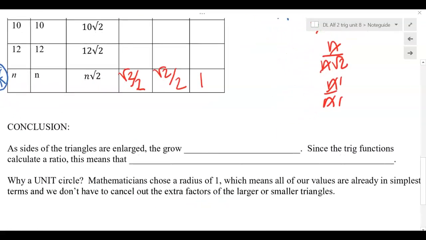So when we look at this conclusion statement down at the bottom, we are saying as sides of triangles are enlarged, this should say they grow proportionally. So what proportionally means is that if one side of the triangle triples to make a bigger version of the triangle, all of the other sides triple as well. Since trig functions calculate a ratio, this means what?